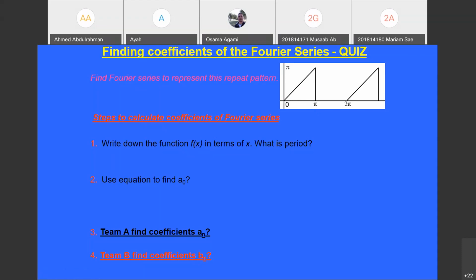Okay? So you have your function defined from 0 to pi by this line. No need to think about y minus y1 over x minus x1 equal to y2 minus y1 over x2 minus x1. Straightforward. When you see x equal to y, your line will be y equal to x. So from 0 to pi, your function is what? y equal x. And from pi to 2 pi, equal to 0. Excellent. Use the equation to find A naught, please. The female.